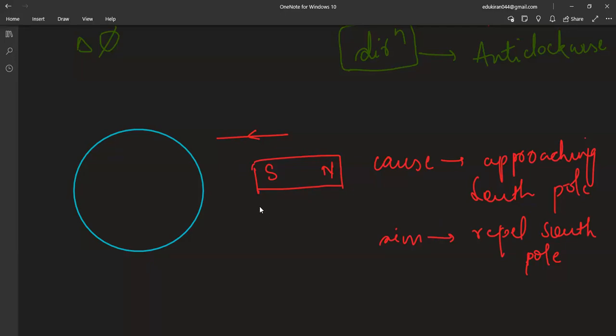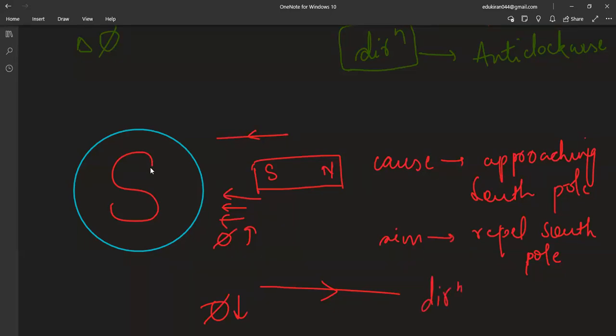Reason is that when it will come nearer, what will happen? Magnetic flux will increase. So this will develop south polarity. So what will happen? When it will develop south polarity, bar magnet will move away. So magnetic flux will decrease. And what was the aim? If magnetic flux was increasing, the aim was to decrease the flux. So aim was fulfilled. So now what's the direction of induced current? Direction of induced current, this direction is clockwise.